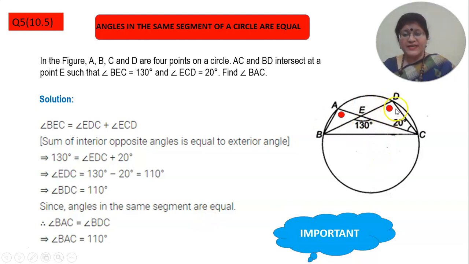So if the measure of angle D is 110, measure of angle A will also be 110 because these two angles are angles in the same segment of a circle. So again, this is an important question, question number 5 from 10.5. Students, this property is very, very important, that angles in the same segment of a circle are equal. And the property that we did before this, angle in a semicircle is a right angle. Let us look at another property.